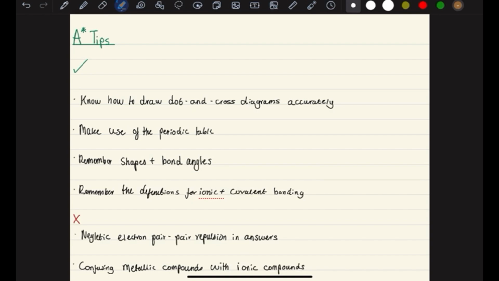Guys, the periodic table is there for your use. If you need it, use it. Don't make assumptions, yeah? You don't want to drop a silly mark because you were like, oh, I'm too cool to use a periodic table. Please just use it. It's there for your help.